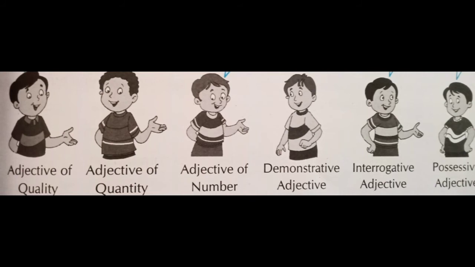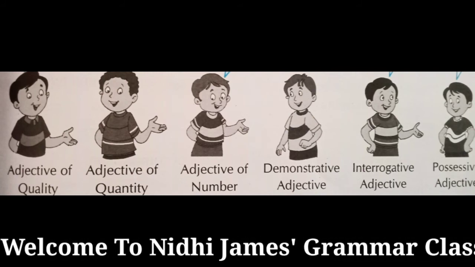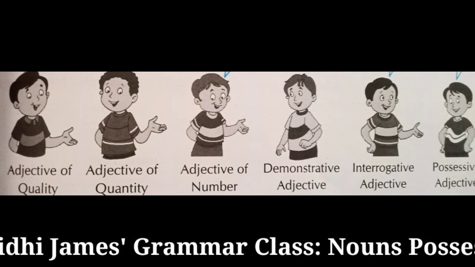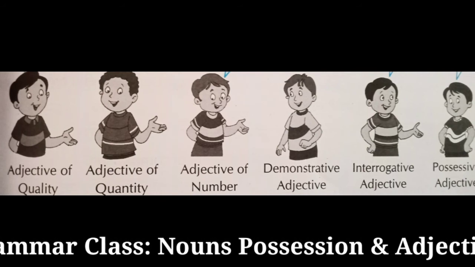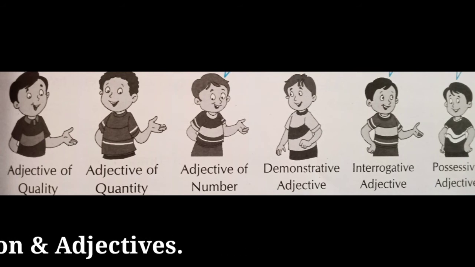Examples: I have enough work for the day. I have read enough stories over the weekend. In the first sentence, enough tells us how much work. So, it is an adjective of quantity. In the second sentence, enough tells us how many stories. So, it's an adjective of number.